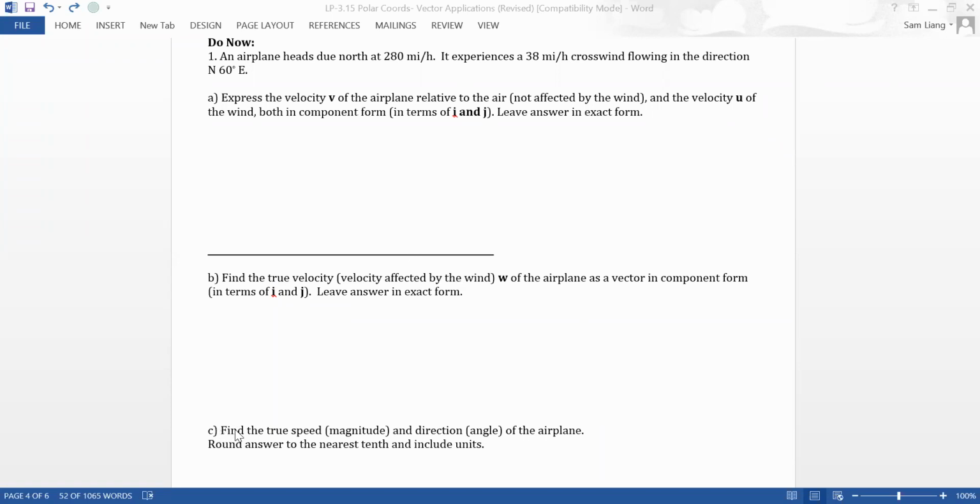And then for part C, find the true speed, the magnitude. That's the square root of A squared plus B squared, using A and B from part B. And then for the direction, use tan theta equals B over A. Okay, so see if that helps.